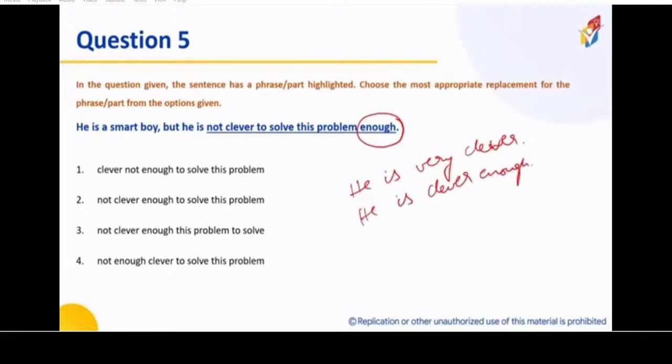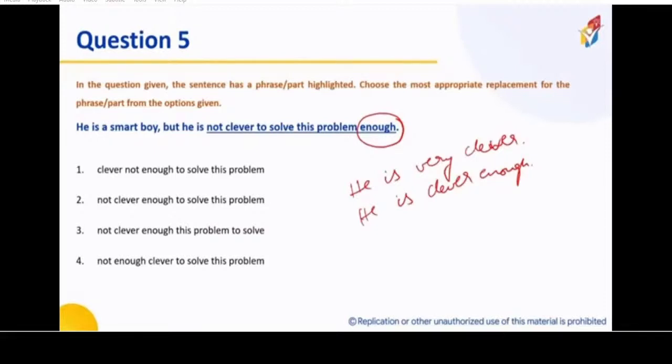In terms of position, enough is a pretty peculiar adverb. You cannot say he's enough clever. You should say he's clever enough, especially as an adverb. Or he's not clever enough. So he's a smart boy, but he's not clever enough should be the right way of paraphrasing this.